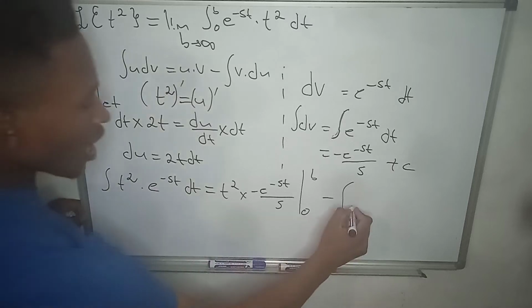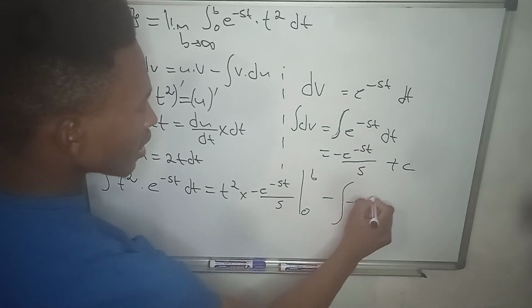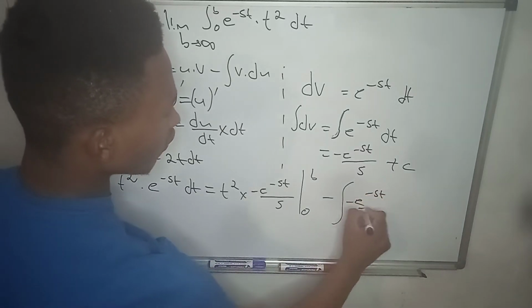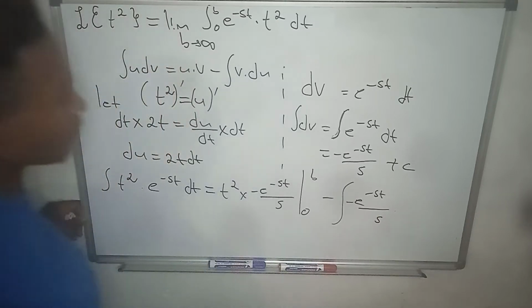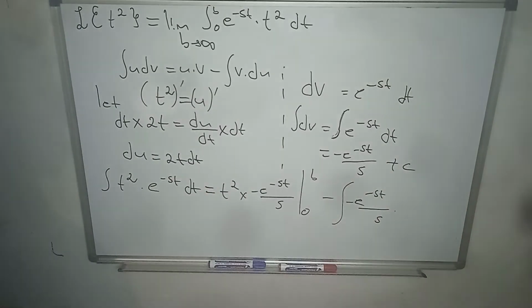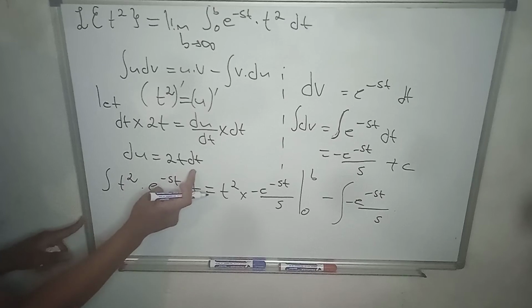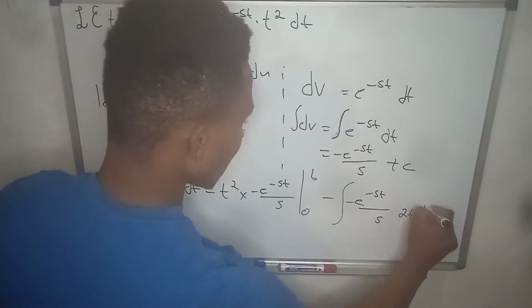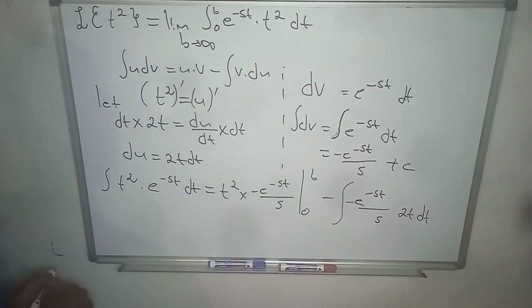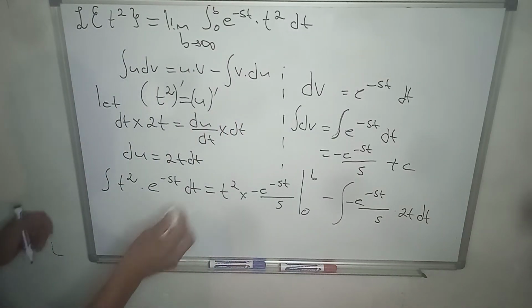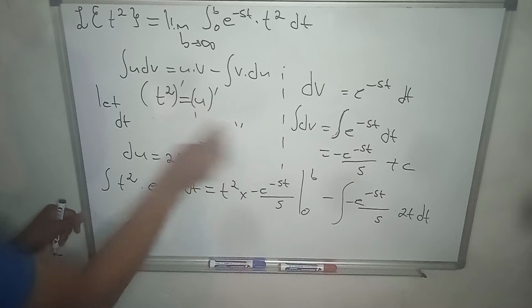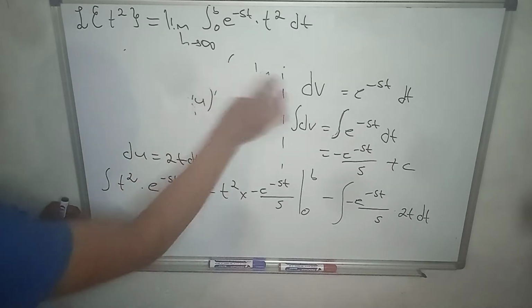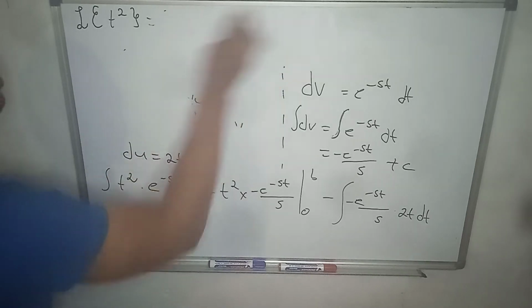What is our v? Our v is minus e to the minus st all over s, multiplied by du. But what is my du? My du equals 2t dt. That is my du. So let me erase this part.